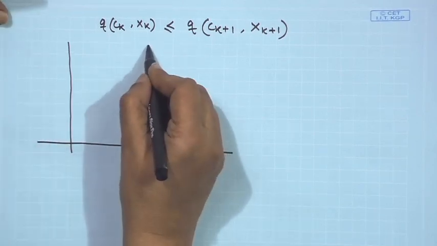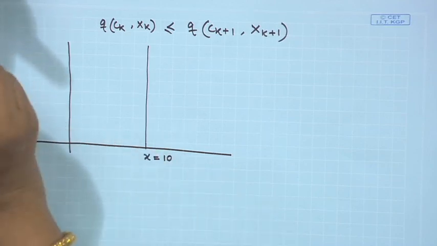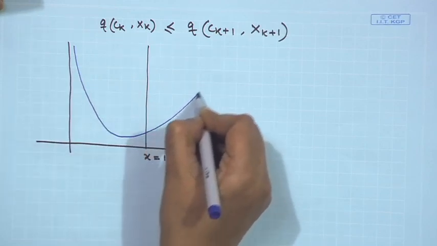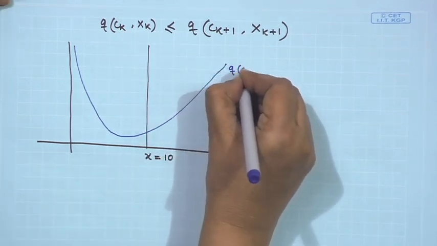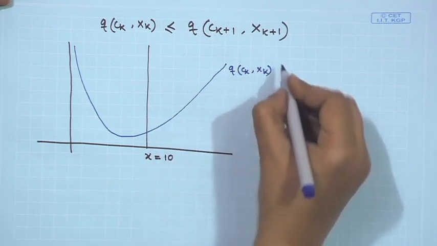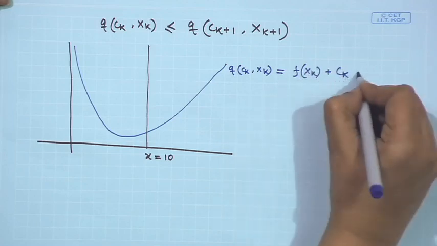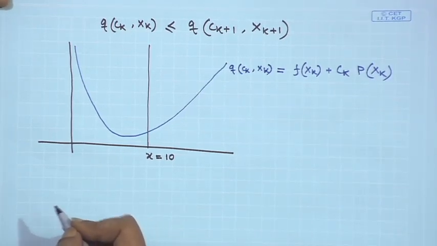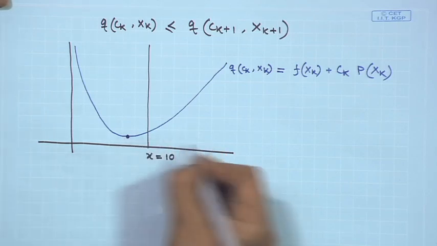Let me consider the graphical picture of it. Now, if we remember, we have considered the previous problem, x is equal to 10, all right, and for c_k, say this is the graph of q(c_k, x_k). Here this is q(c_k, x_k), which means this is equal to f(x_k) plus c_k p at point x_k. All right, this is the function. Say we are getting the optimal solution here, because we are searching for the minimum of this unconstrained optimization problem.